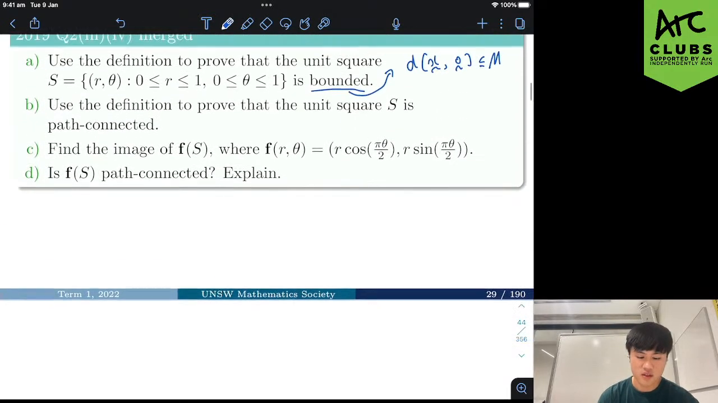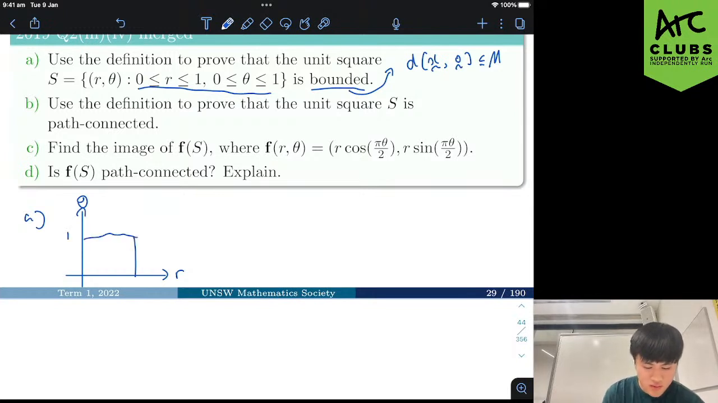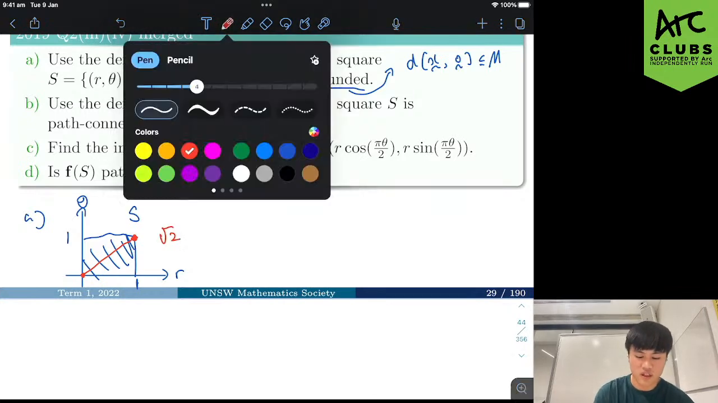Alright, let's have a go at part A first. If we were to draw a diagram of S, it will become pretty clear why this set is actually bounded. So it maps from R and theta are our variables, and our bounds, our thing here is just a unit square. So it looks something like this, where here's 1 and here's 1. And S is all of this. Clearly it is bounded, and the max distance is actually this here. And that distance there is just root 2, and you can clearly see that using Pythag.